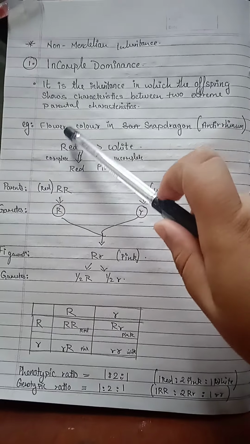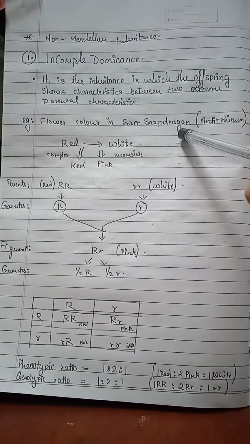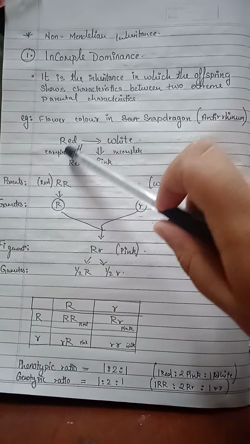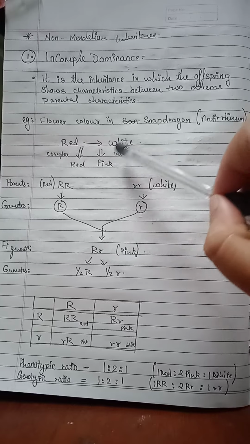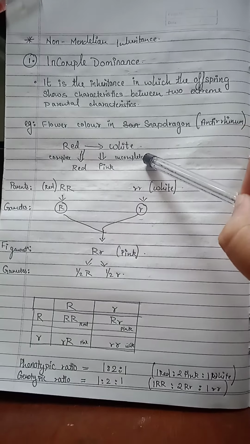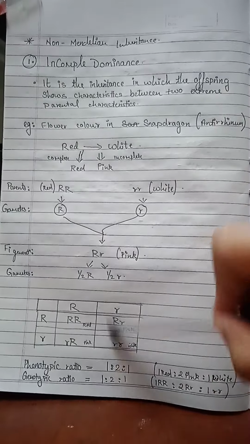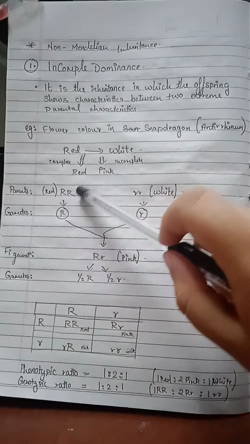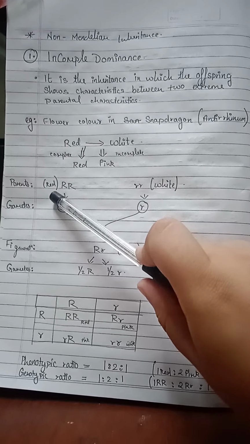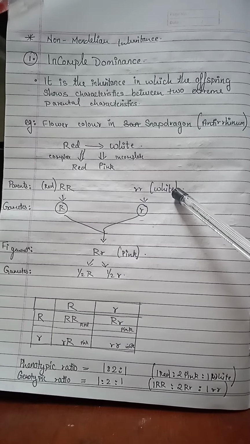For example, we take the flower color in Snapdragon. Here, the red and white flowers will give a pink color flower, which is an incomplete dominance. Let's see how the crossing takes place. Here we have capital R, which is the red flower, and small r, which is the white flower.